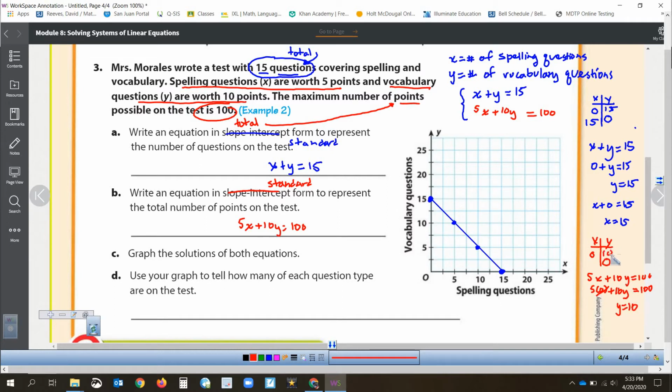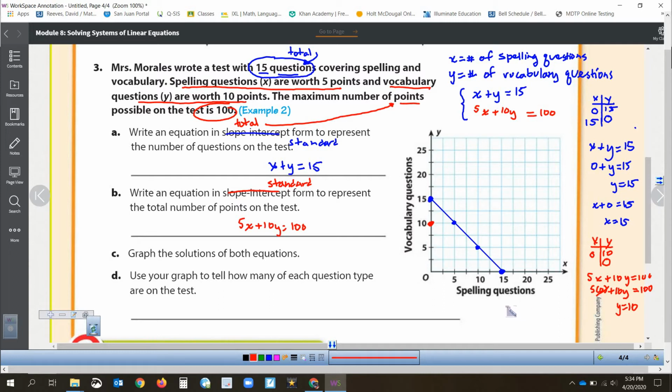So that means that when x is 0, or when there are 0 spelling questions, I can have 10 vocab questions. Because what is a vocab question worth? A vocab question is worth 10 points. And what's 10 times 10? 100. So this is how I could get 100 points having only vocabulary questions.